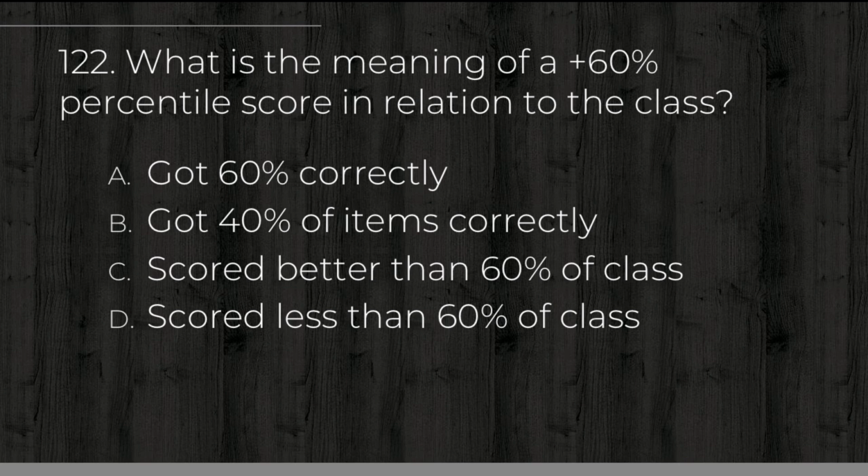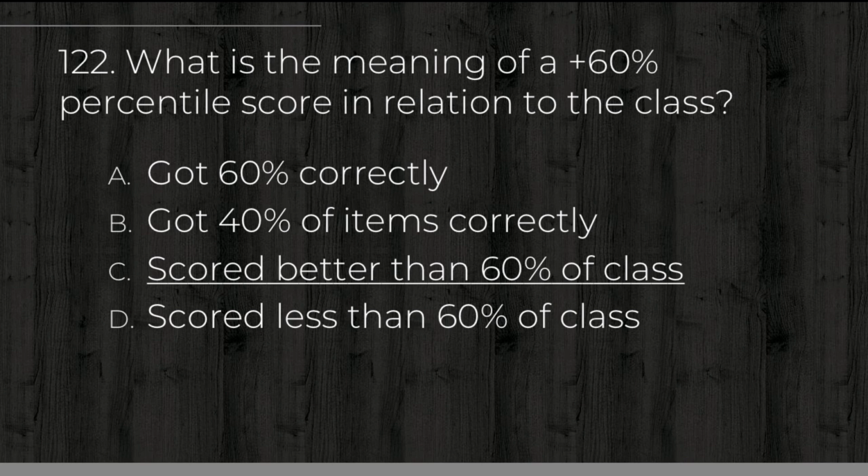Hala, anong sagot mo dito? So, ang ibig sabihin nito is scored better than 60% of the class. A percentile score shows the percentage of students who scored lower than a particular student. So, a 60th percentile, ibig sabihin yan, the student performed better than 60% of classmates. Yung letter A, got 60% correctly. A percentile score does not represent raw scores.